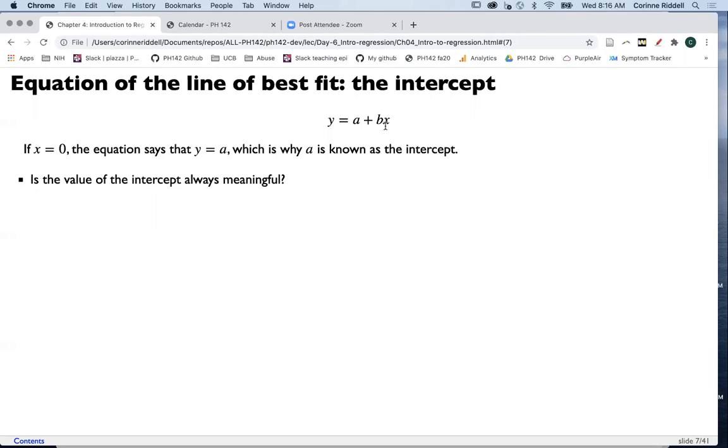And so sometimes the value of the intercept is meaningful, and other times it is not. And when it's meaningful is when X can really take the value 0. Sometimes with certain ranges of data, it doesn't make sense for X to ever be 0. So we'll talk about one of those examples today, so you can get an example of that.